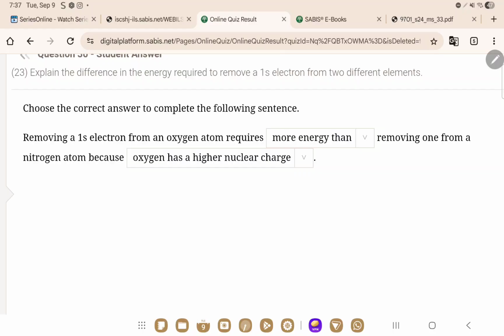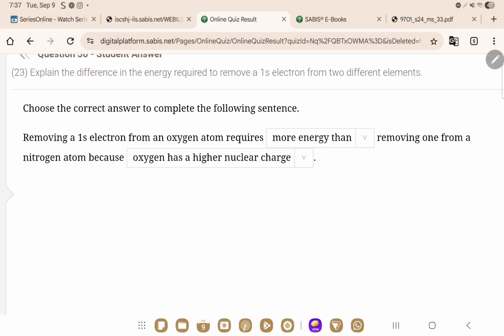So it has a higher nuclear charge, because it has more protons to pull in the electrons that it does have. So since it has more protons, so a bigger positive force, you're gonna need more energy to pull away an electron from the oxygen, because it has more nuclear charge, because it has more protons, more positive charges.